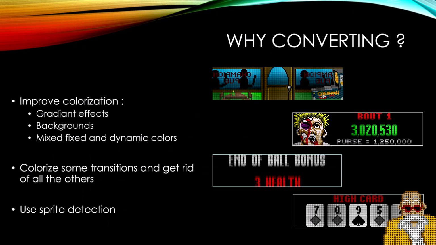What were the improvements and why converting? Because in the end, you can ask yourself the question, why would I convert to SERUM? When I say improve colorization, what I could do is, again, gradient effects and backgrounds. You can see on the first screenshot, I added the pinball machine. I added the table in front of the table that was not there. I added the gradient effect on the sky.